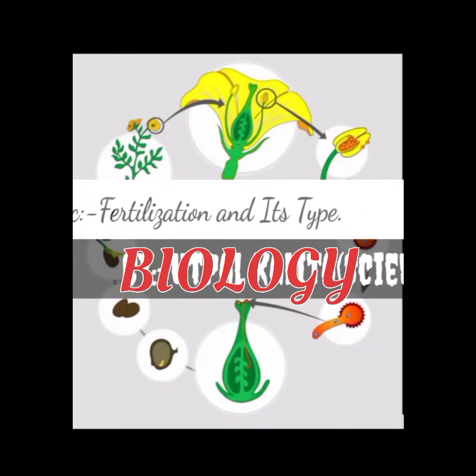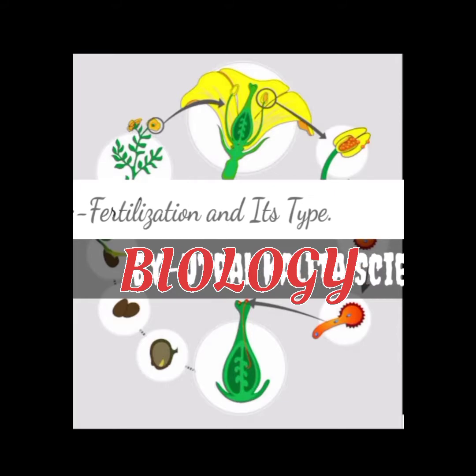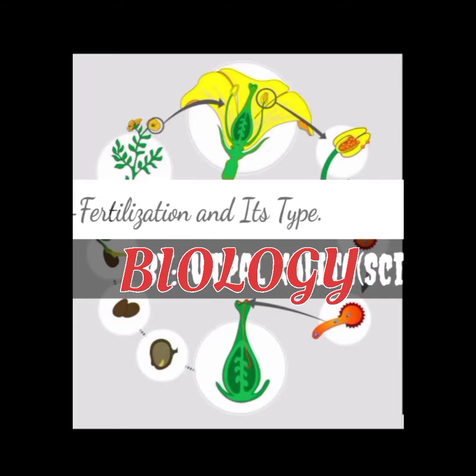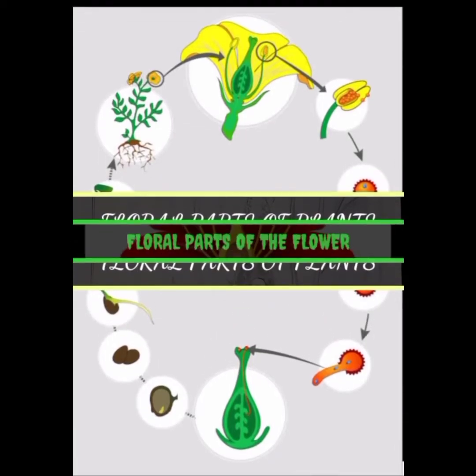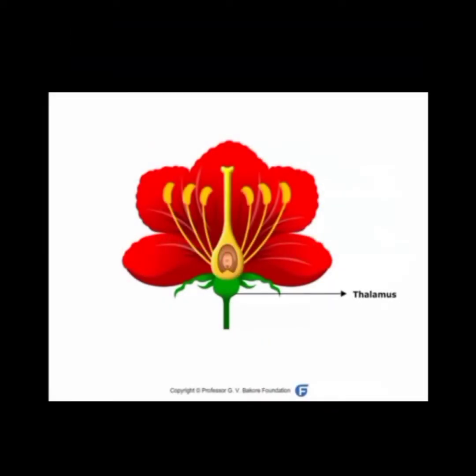Fertilization and its types. So let's start. To understand the process of fertilization in flowering plants, let us first talk about all the floral parts. Thalamus. Thalamus or receptacle provides the attachment place for the different floral whorls. Sepals. Sepals make the outermost whorl. They protect the flower during the bud stage.